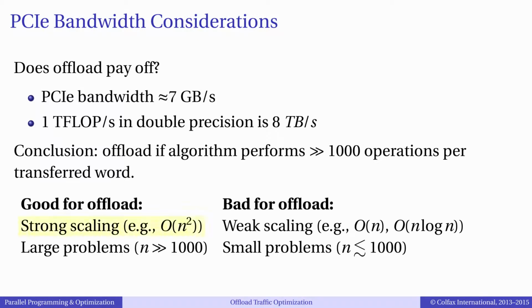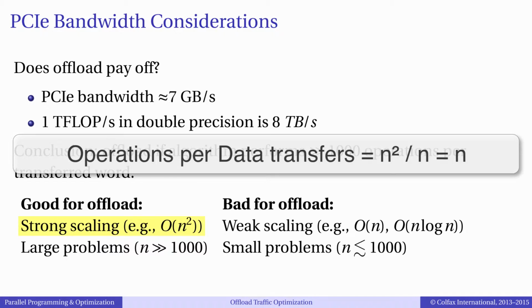Suppose your data size is n, and your algorithm has a complexity of n squared. This means that for every number that you offload to the coprocessor, you will perform n squared divided by n, which is n, operations. Clearly, the larger the problem, the more operations you perform for every data element that you transfer, and for n around a few thousand, communication should be insignificant.